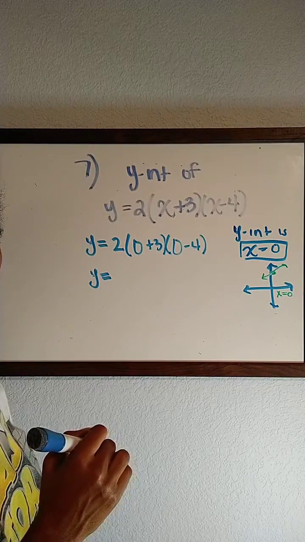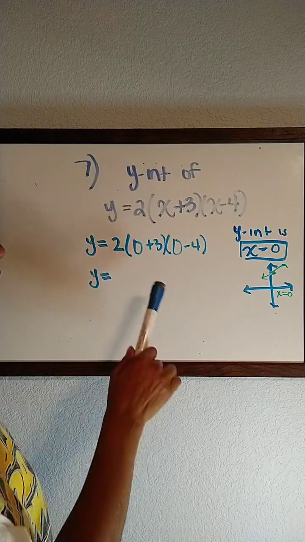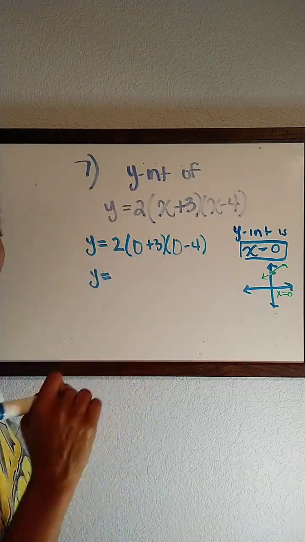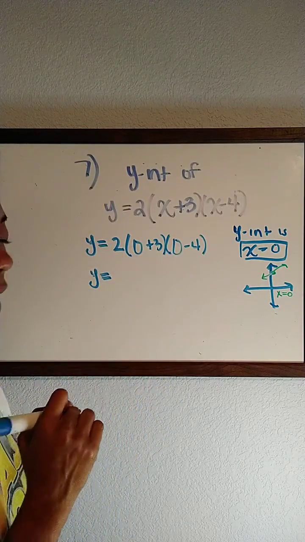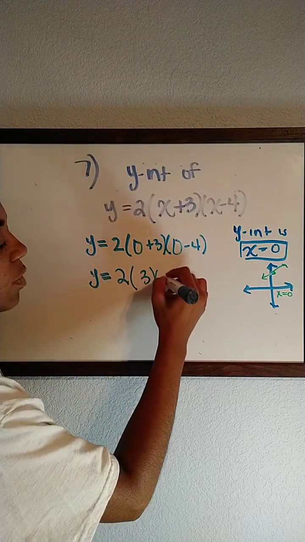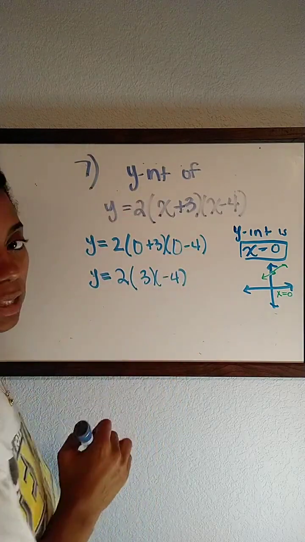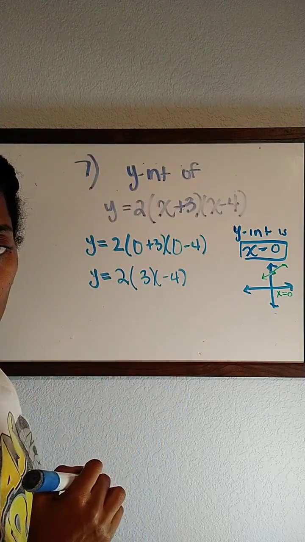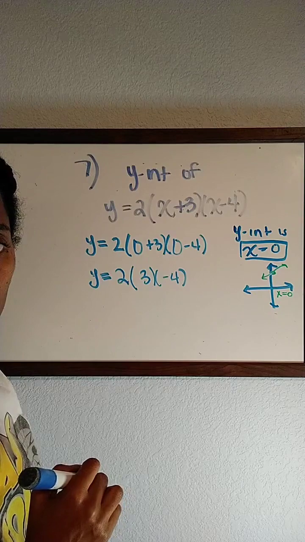What's the first step? Am I going to add first, subtract, multiply? What do I do first? Parentheses first. Right. So I'm going to do 2 times 0 plus 3 is just 0. 0 minus 4 is negative 4. What's my next step? Good job, Melanin.